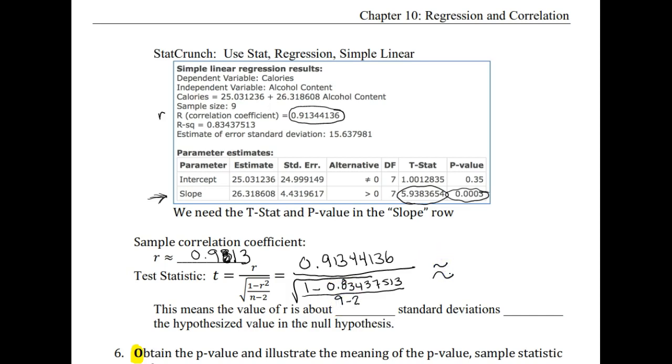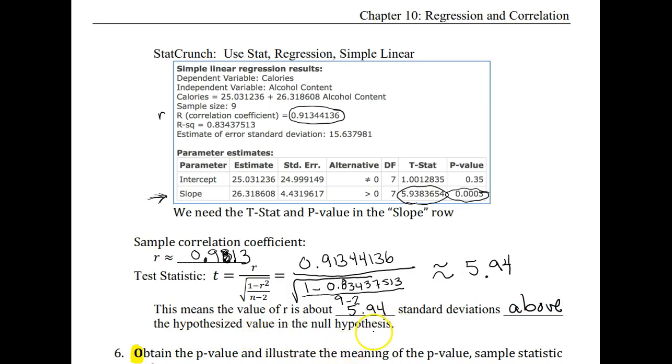And then we're just going to cheat and get that off of our output screen. So whether we look at StatCrunch or the previous one from the calculator, test statistics, we typically round off to 2 decimal places, so this is going to be about 5.94. So this means that the value of R, this 0.913 that we had here, is about 5.94 standard deviations above, since it came out positive, the hypothesis value in the null hypothesis.